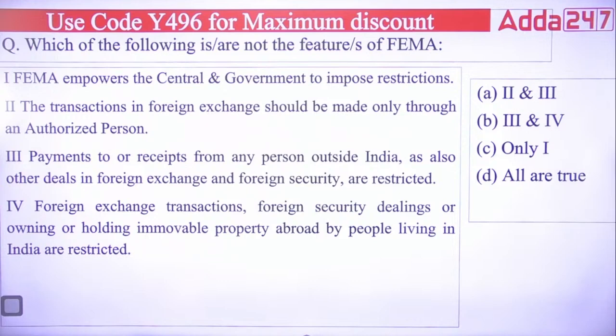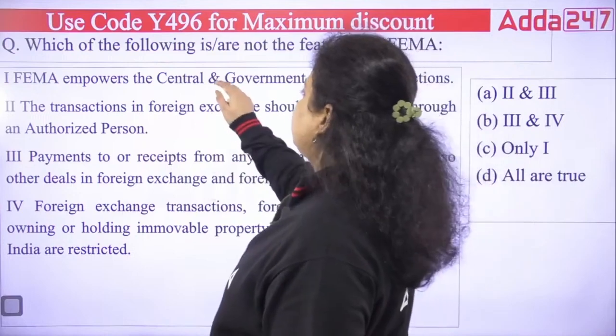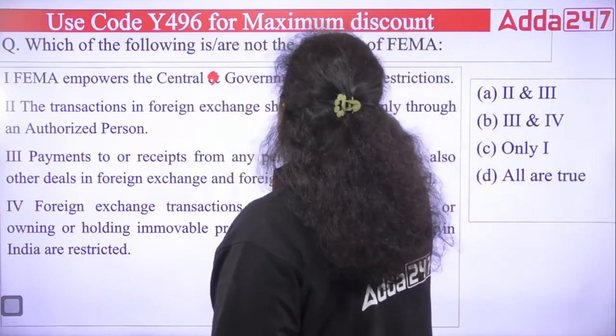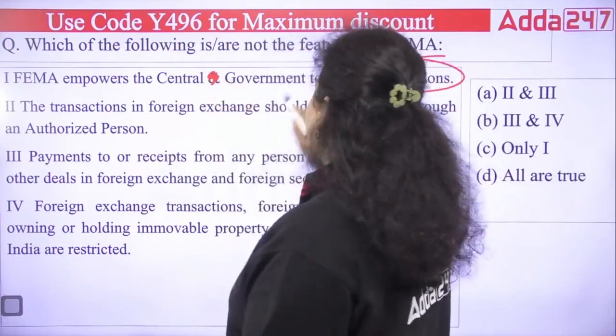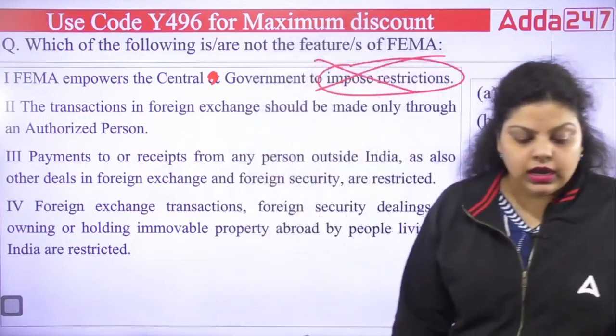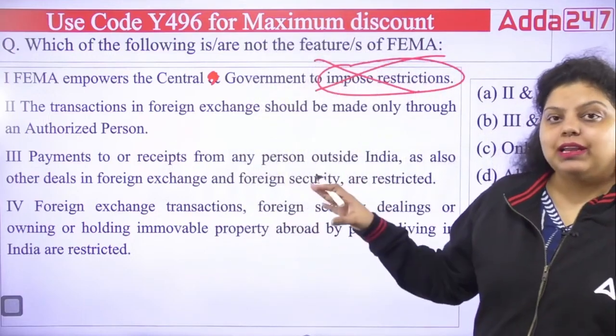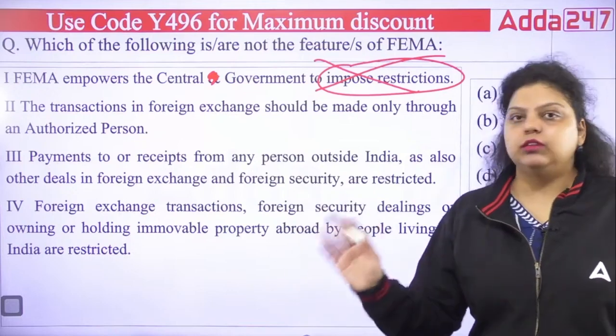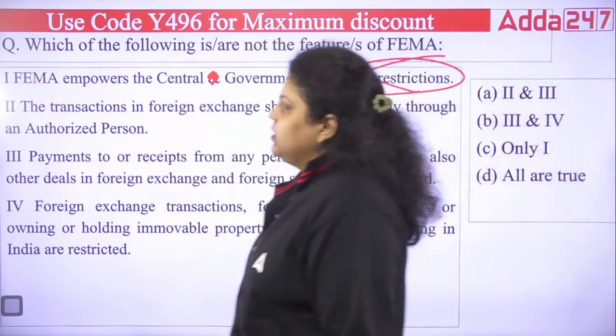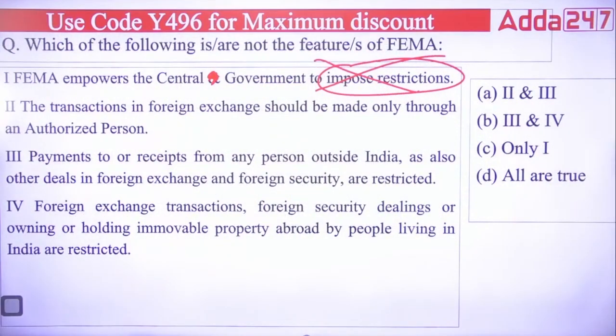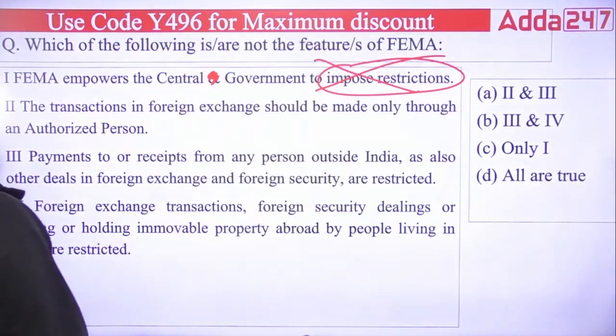Not a feature. So if you read the first statement, it's saying FEMA empowers the central government to impose restriction. This is not true. Obviously, this is not true. And I have just explained to you that FEMA has said that we are going to manage the foreign exchange. No restriction will be put here. So FEMA empowers the central government to impose restriction. This is not correct.